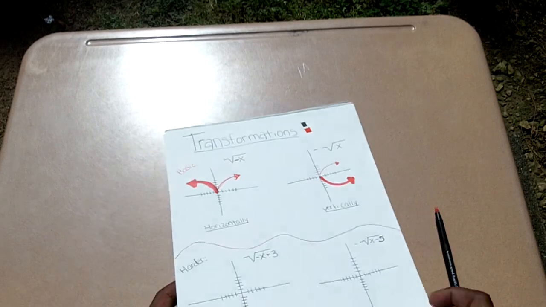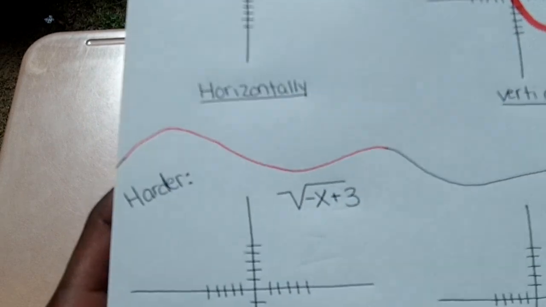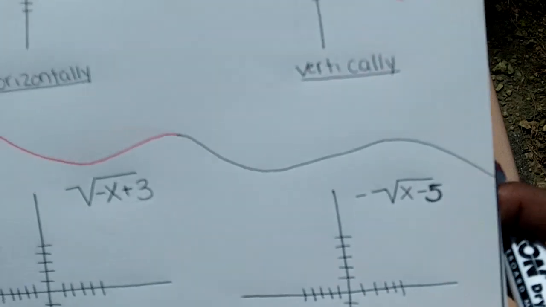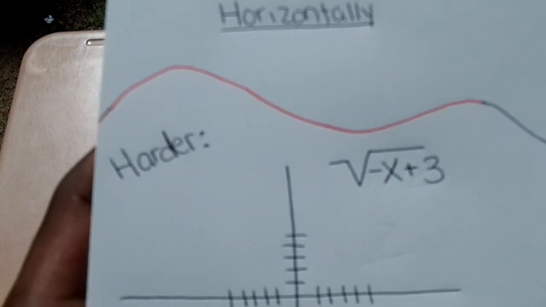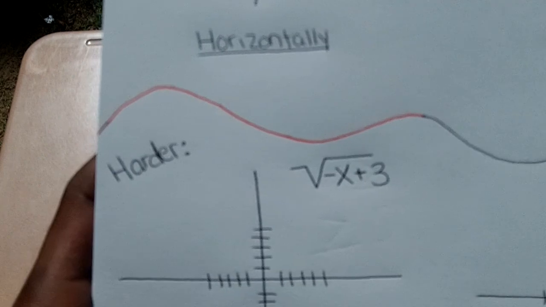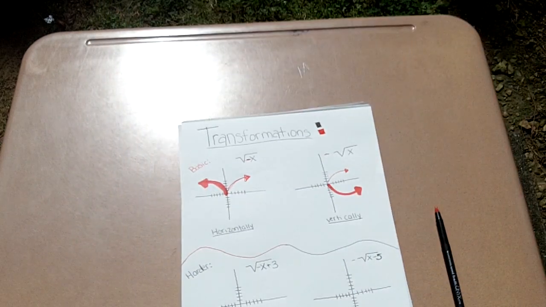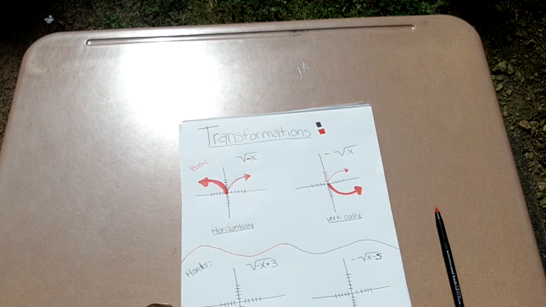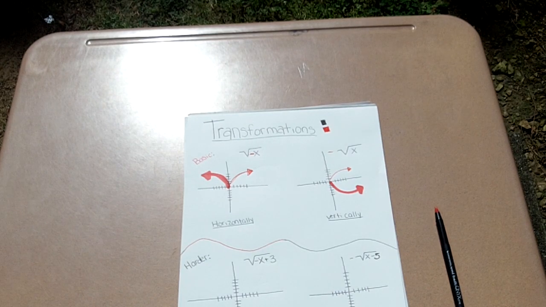Now they get harder. They add numbers to the whole equation. So that's my equation right there, square root of negative x plus 3. When you add something to the whole function, that's moving the function up and down. When you add something to just the x, that's moving it left and right. Being that I'm adding 3 to just the x, it'll move my function left and right. And being that the negative is in front of the x, I automatically know that it's a horizontal flip.